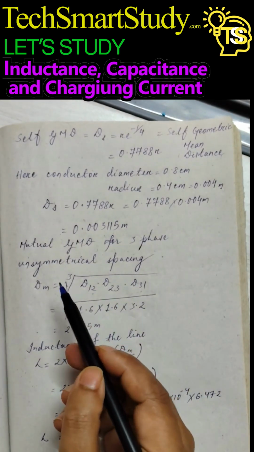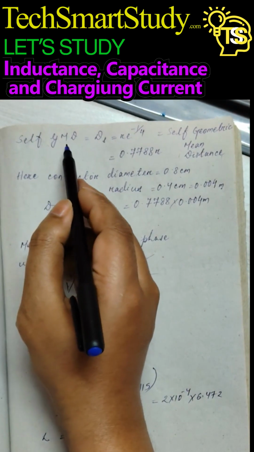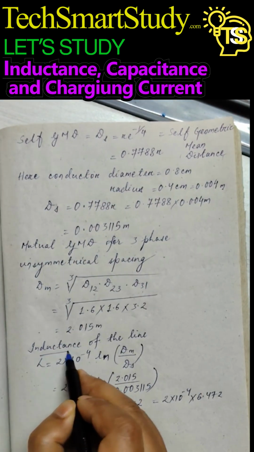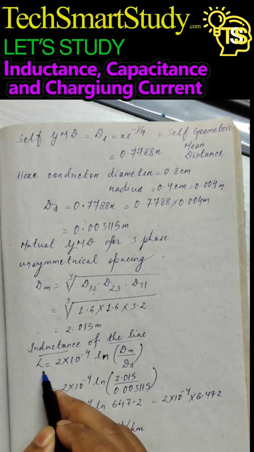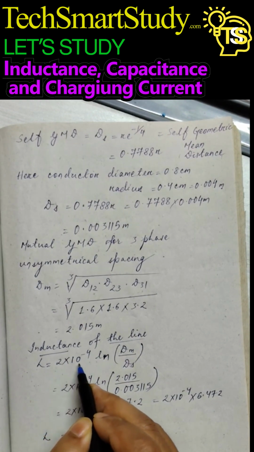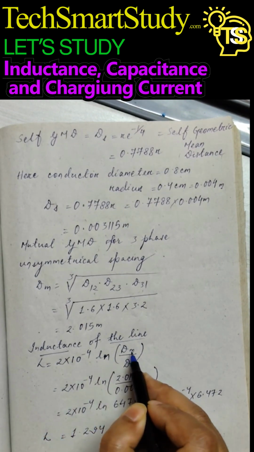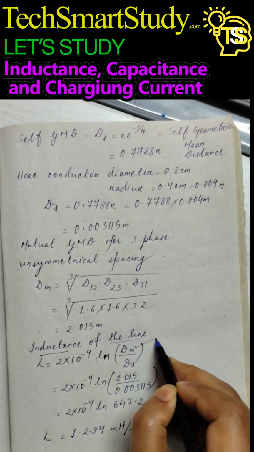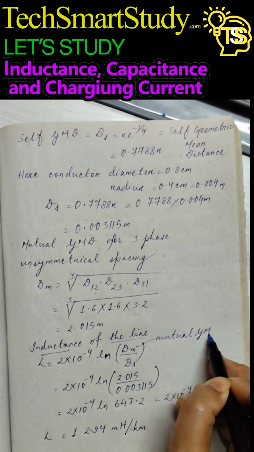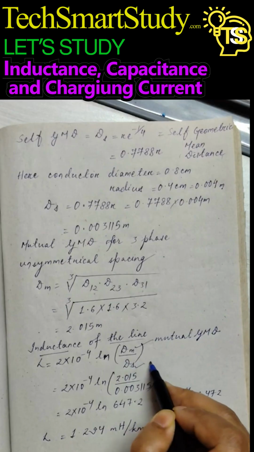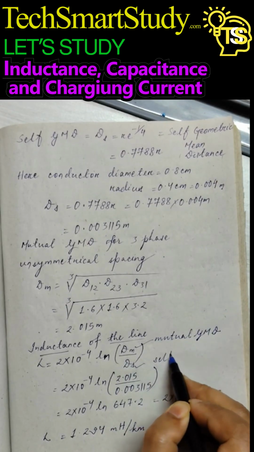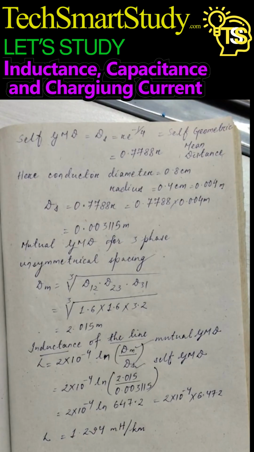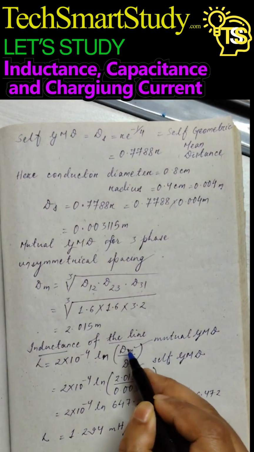Now first we have to calculate self GMD. Why? Because when we calculate the inductance of the line, the formula is L is equal to 2 into 10 to the power minus 4 ln Dm by Ds. So here Dm is mutual GMD and Ds is equal to self GMD. So how we'll calculate this Ds and Dm?